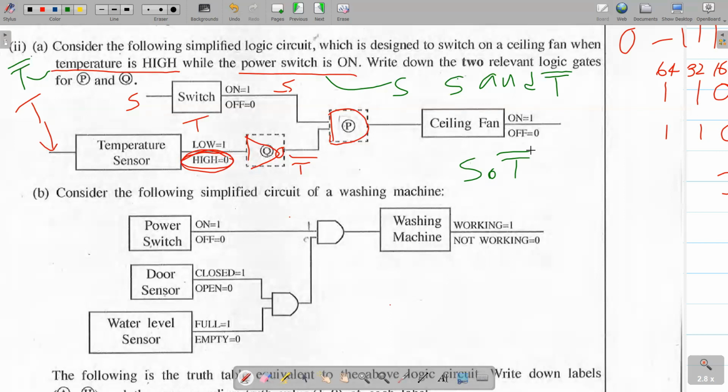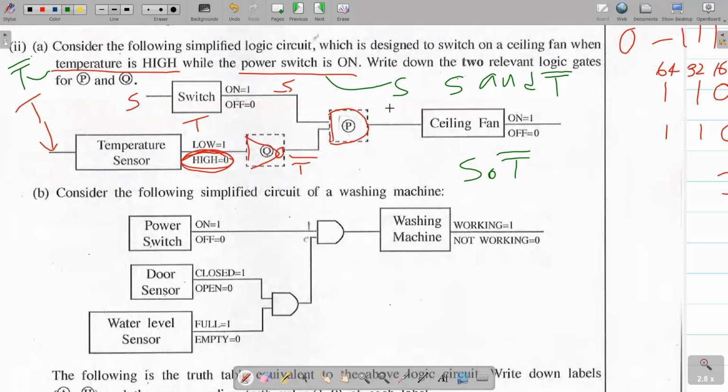Are we clear about this? People, are we clear about this? People, is that clear? Okay.